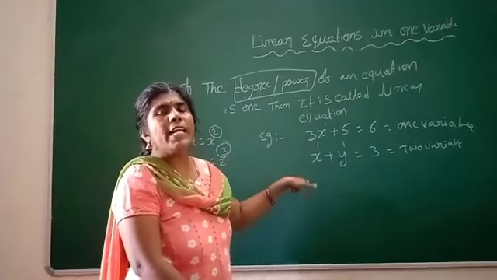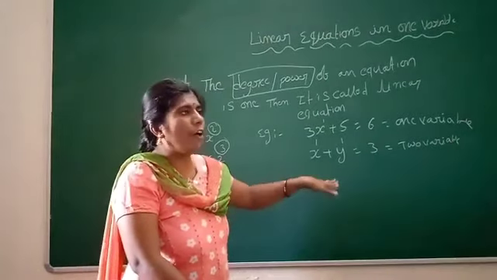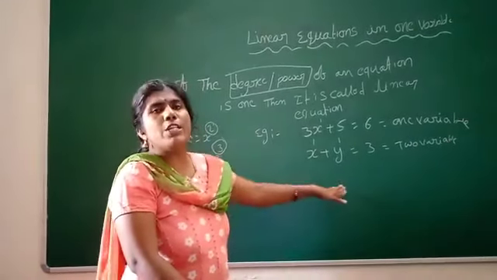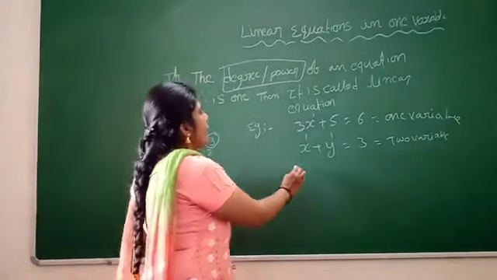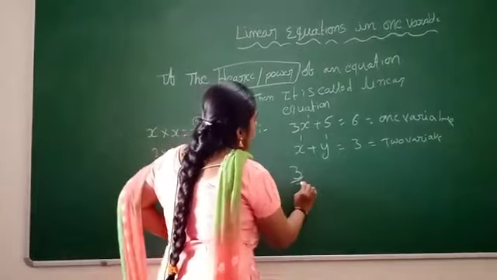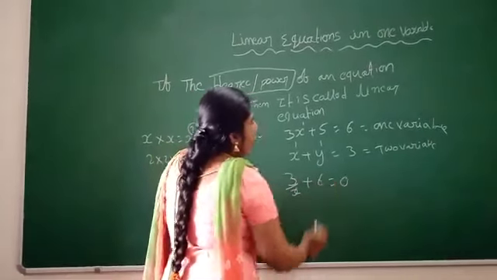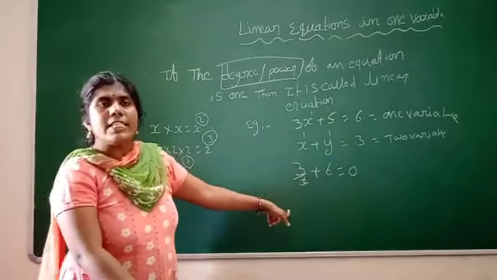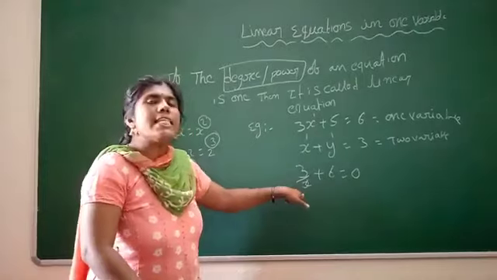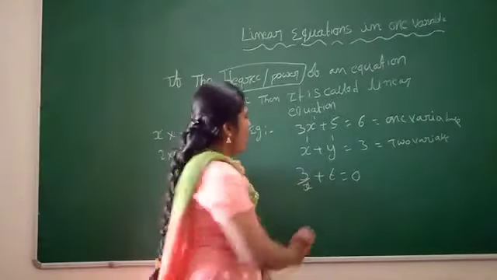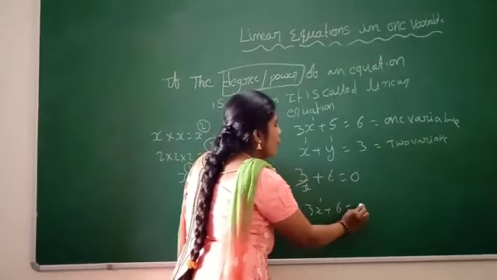It is not a linear equation of one variable. This is called a linear equation in two variables. Is it clear? Next, observe 3 by x plus 6 equal to 0. Is it a linear equation, children? It is not a linear equation. Why? The denominator is x. It is changed to 3 x power of minus 1 plus 6 equal to 0.